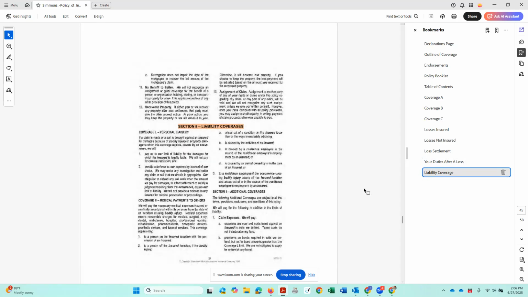Homeowners policy also contains liability coverage. We don't deal with this as much, but say if someone was injured on your property and they filed a claim against you, then that's when this liability coverage might come into play.